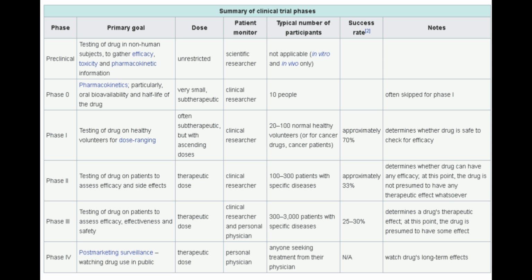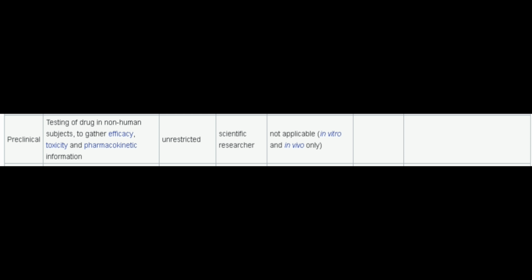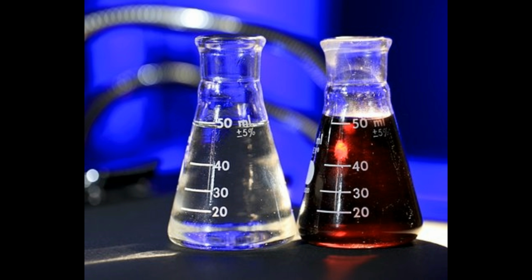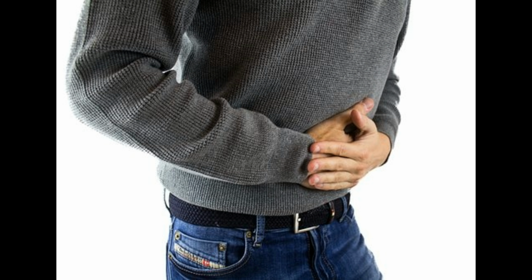trials go wrong. Before the trial even begins, there is preclinical investigation. This is testing of drugs in non-human subjects. It gathers efficacy, toxicity, and pharmacokinetic information. While preclinical research answers the basic questions about a drug's safety, it does not substitute for studies of ways the drugs will interact with the human body in a more complex situation.